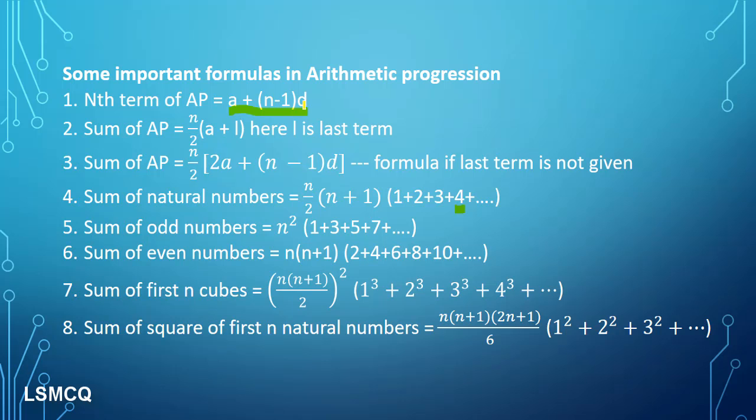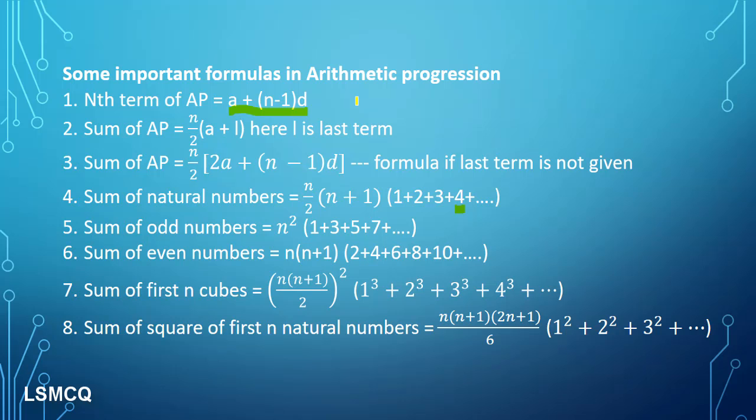So it is n minus 1, and d is the common difference. Common difference, as we have discussed earlier, is 2 minus 1, or 3 minus 2, or 4 minus 3. Essentially they will come out the same. So to find the nth term, the formula is a, which is the first term, plus n minus 1 times d.